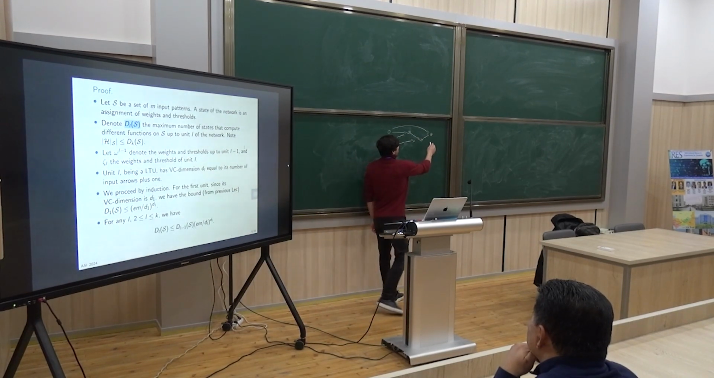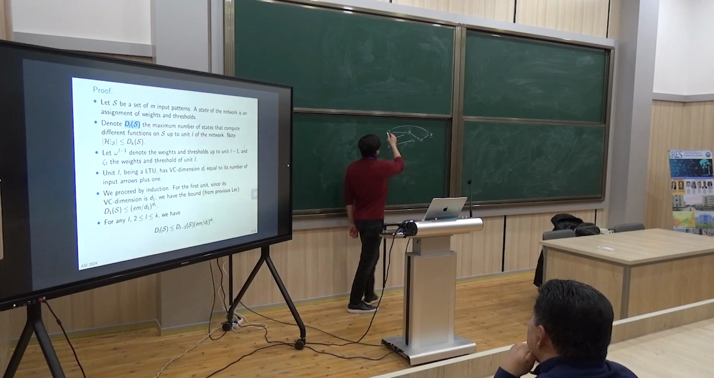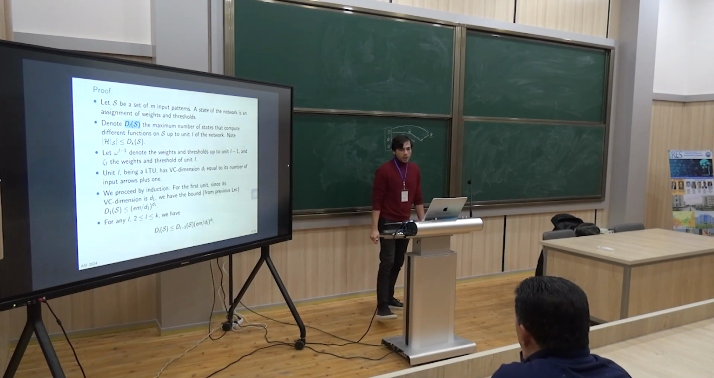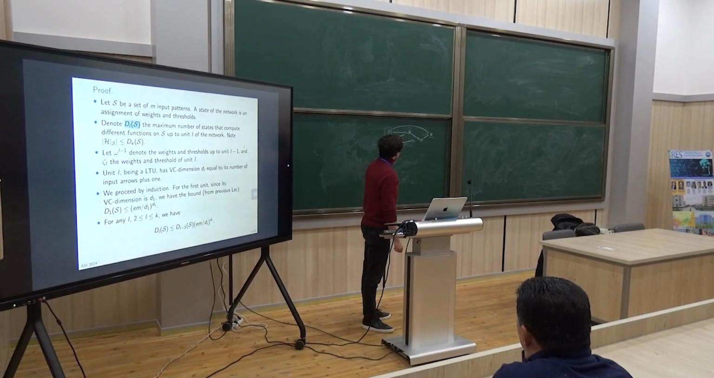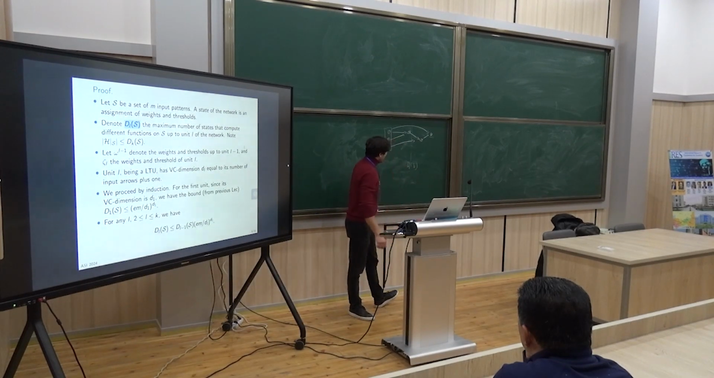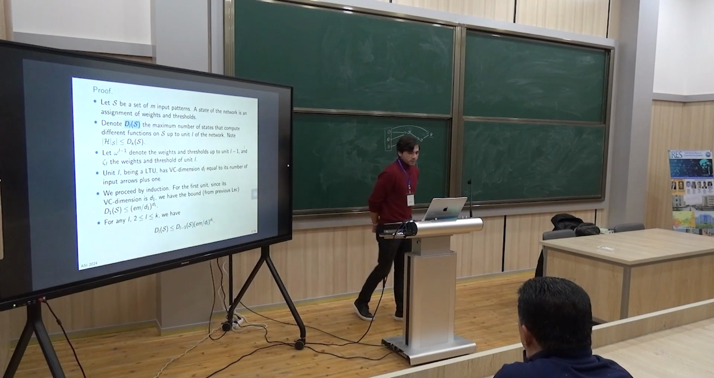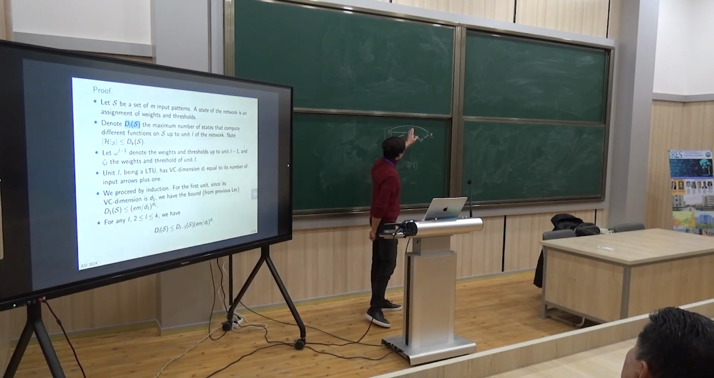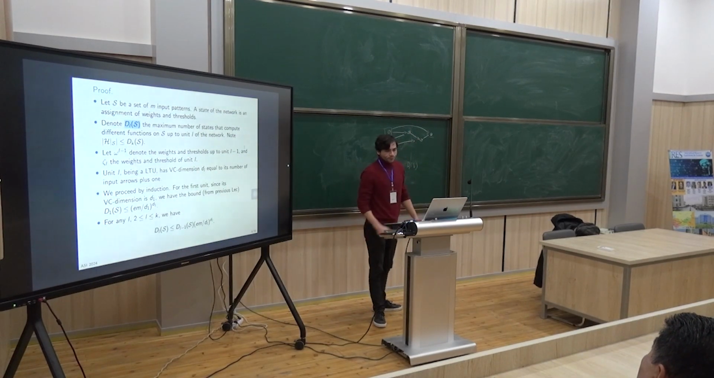And maybe this is the output. And all of these together are the input. And maybe now we want to say how many dichotomies do we compute over the input data set up to a particular neuron. Let's say this one is the L-th one. So let's put the L in the input pattern. Input patterns. So how many different dichotomies can we compute up to here?